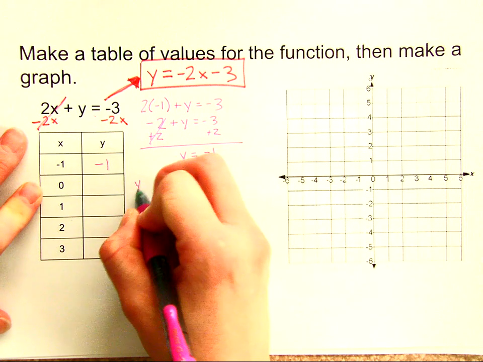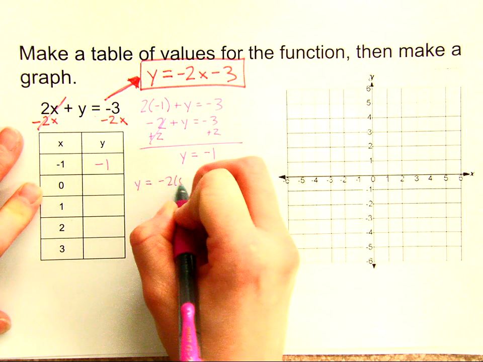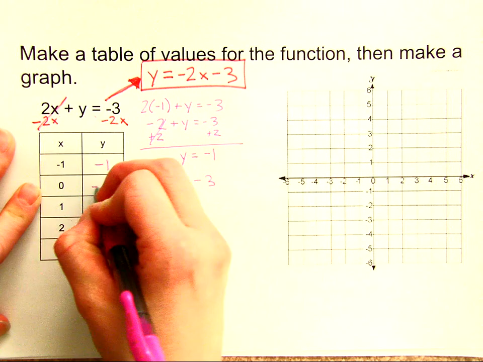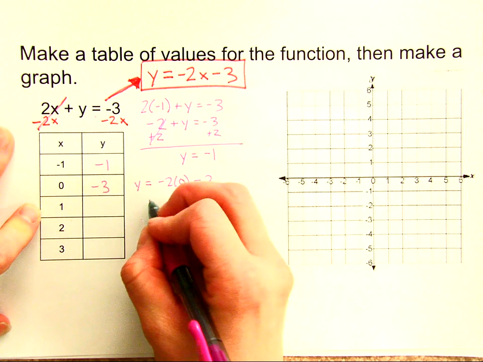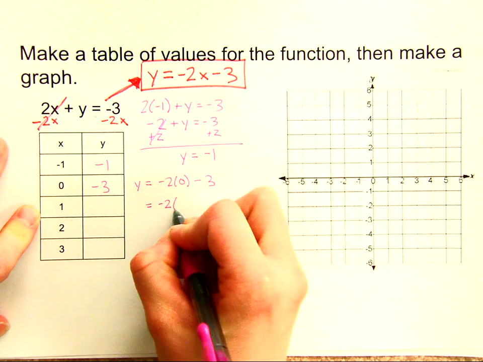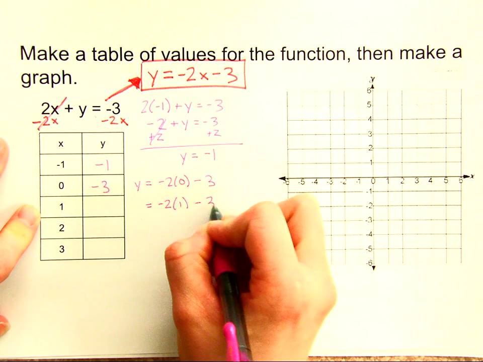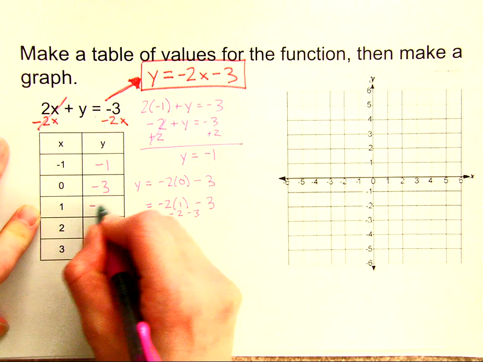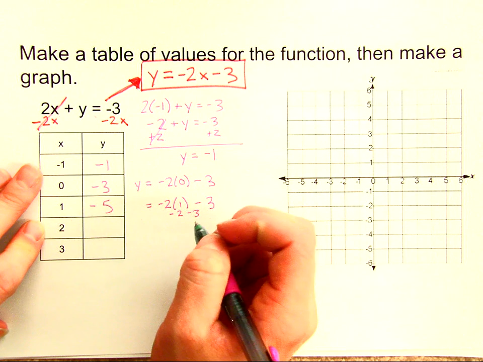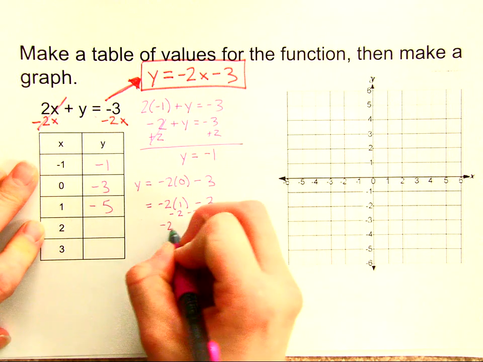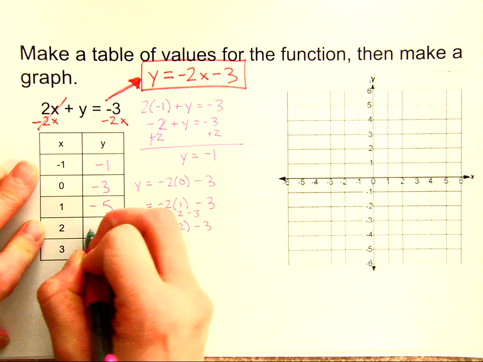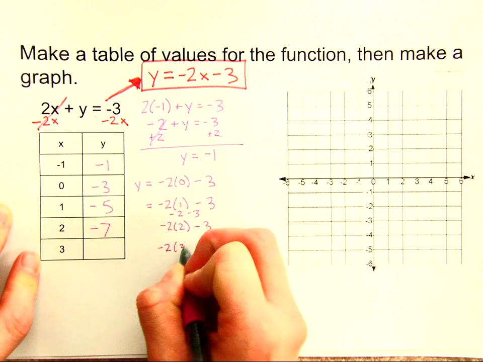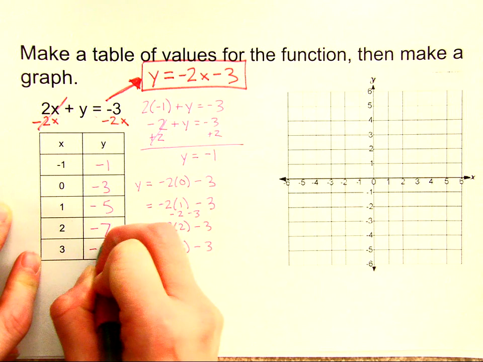So y here is going to be equal to negative 2 times 0, subtract 3. This becomes 0, take away 3, makes negative 3. Same thing, negative 2 times 1, take away 3. So this becomes negative 2, take away 3, which makes that negative 5. Negative 2 times 2 is negative 4, take away 3, makes negative 7. Negative 2 times 3 is negative 6, take away 3 is negative 9.